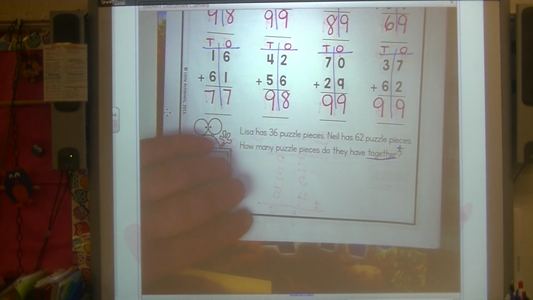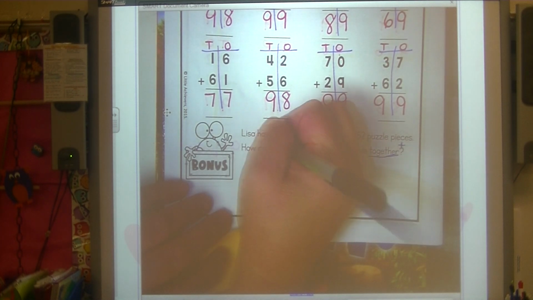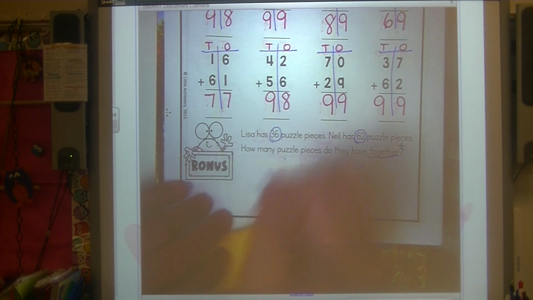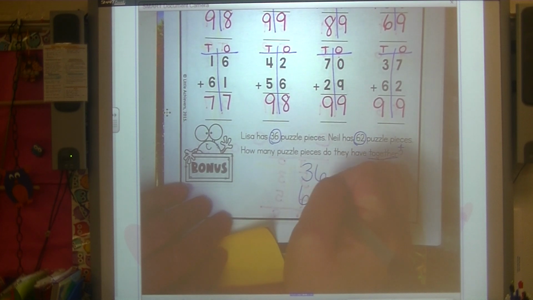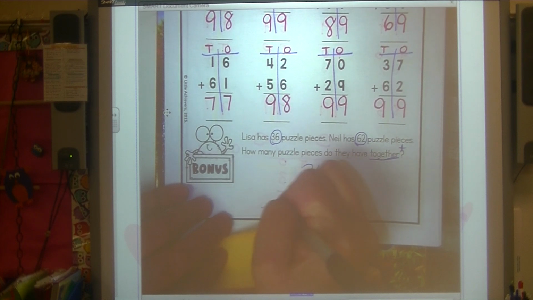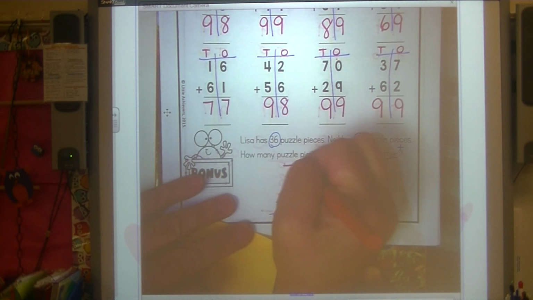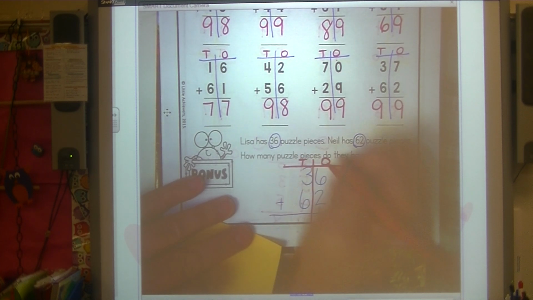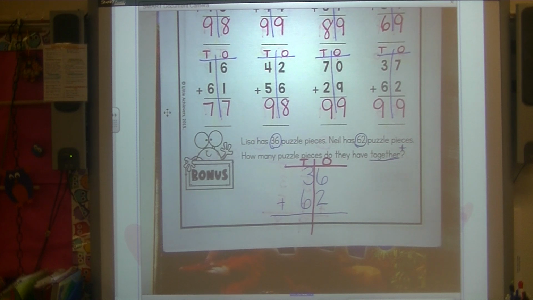All right, what are my important numbers? 36 and 62. That's right. So 36 and 62. All right, I'm going to draw my chart to divide my tens from my ones. Lisa had 36. Neil had 62. Now we need to know how many they had all together.